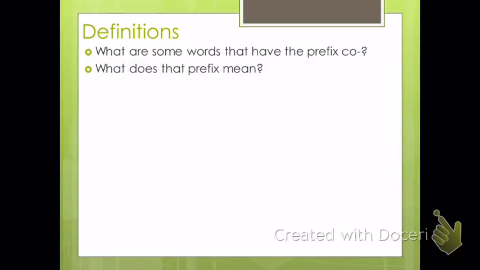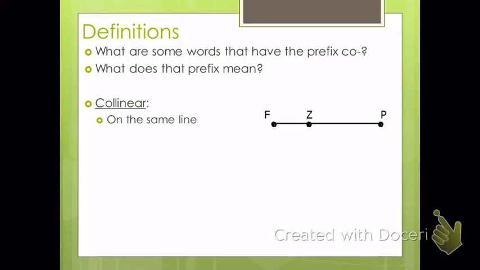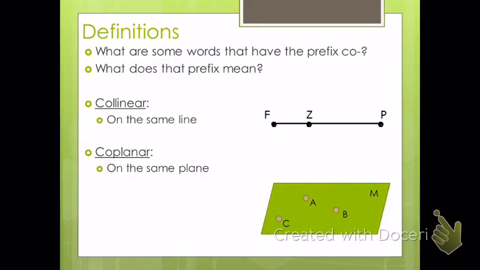What does co mean? Like co-worker, cooperates, collaborate. It means to work together, doesn't it? It means together. So collinear means together on the line. So if you notice, points F, Z, and P are collinear points because they lie on the same line. Coplanar means on the same plane. So points A, B, and C there are coplanar points.